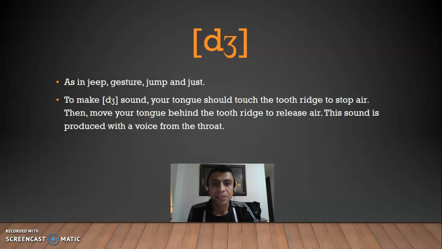The j sound. J, j, as in jeep, jester, jump, and just. To make the j sound, your tongue should touch the tooth ridge to stop air. Then move your tongue behind the tooth ridge to release air. This sound is produced with a voice from the throat.